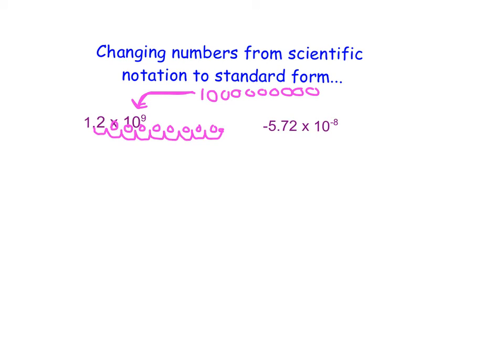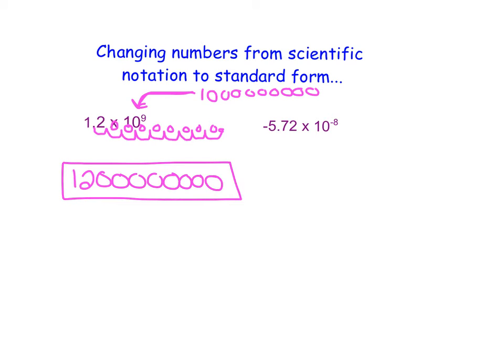And everywhere where there's an empty space, where I didn't have a number still, I put a 0. So 1.2 times 10 to the power of 9 is 1,200,000,000. So it's a very, very large number, which makes sense when you're multiplying 1.2 by something like 10 to the power of 9. Now we're going to reverse this as we look at the next one.